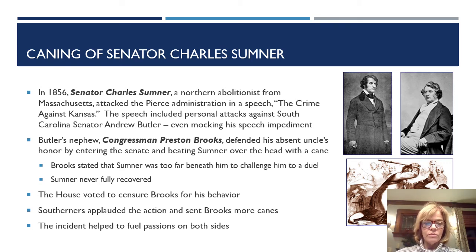Well, Butler's nephew, Preston Brooks, who was a congressman, is infuriated by this, and he goes to defend his uncle, who is not at the Capitol, by beating Charles Sumner almost to death with a cane right there on the floor of the Senate. Sumner's seated at his desk, and it ends up ripping from the floor because he's beaten so ruthlessly, and Sumner's trying so hard to get away. Brooks didn't challenge him to a duel because he said that this guy was beneath him. Sumner never really fully recovered. He did suffer from some brain damage.